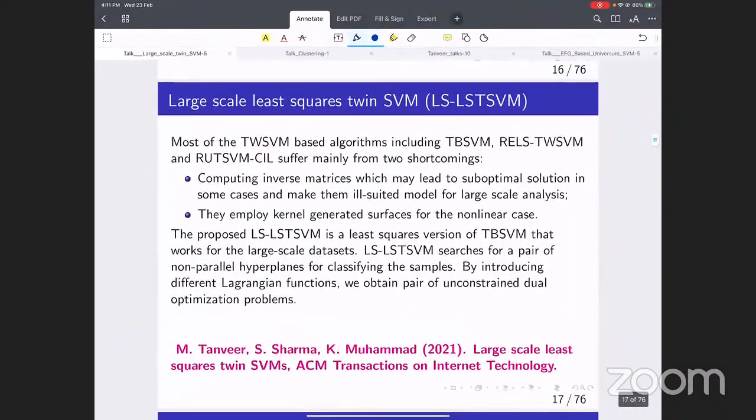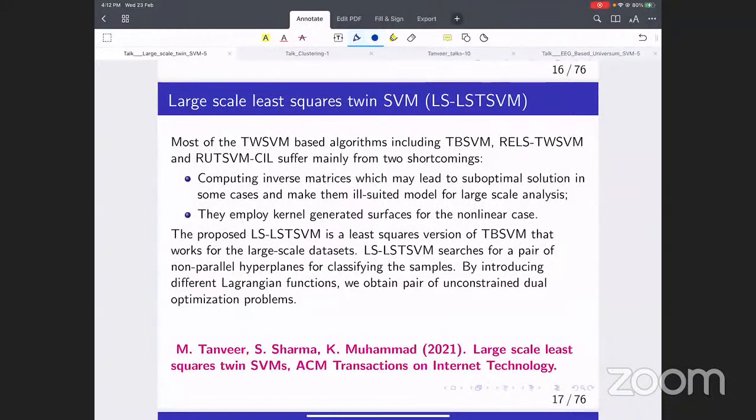So this is our first effort, and this is large scale least square twin SVM. I already discussed twin SVM, least square twin SVM, and this improved twin SVM. With those ideas, my student Shilpa Sharma, during her master thesis, who is now in Germany for her PhD, developed this idea for large scale data.